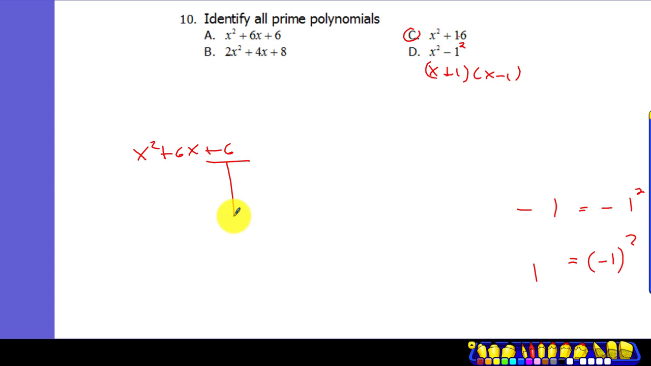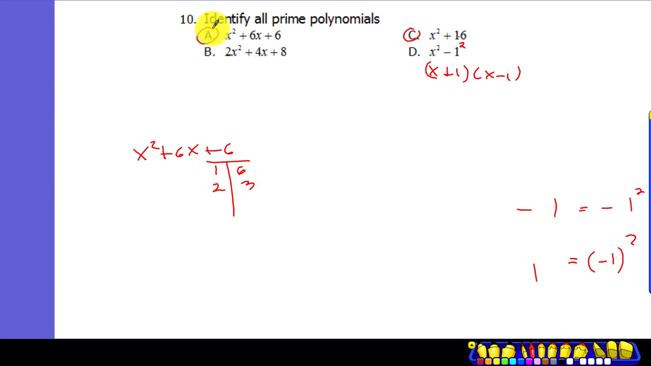Factors of 6 that will give you a sum of 6. If you want, start with 1 and 6. After 1 and 6, what's next? 2 and 3. I think these are the only factors of 6, right? So none of this will give you a sum of 6. So A will also be prime.